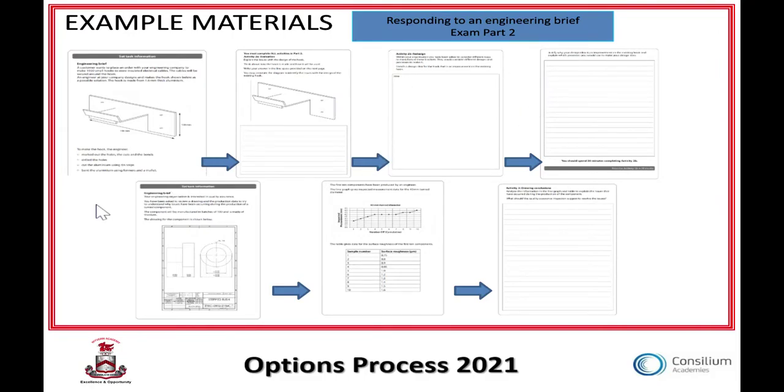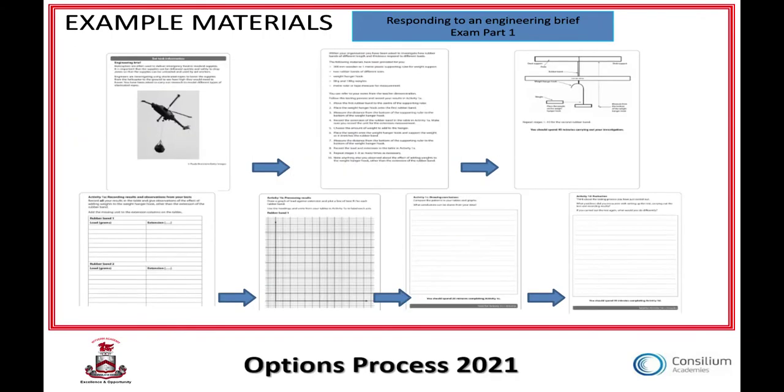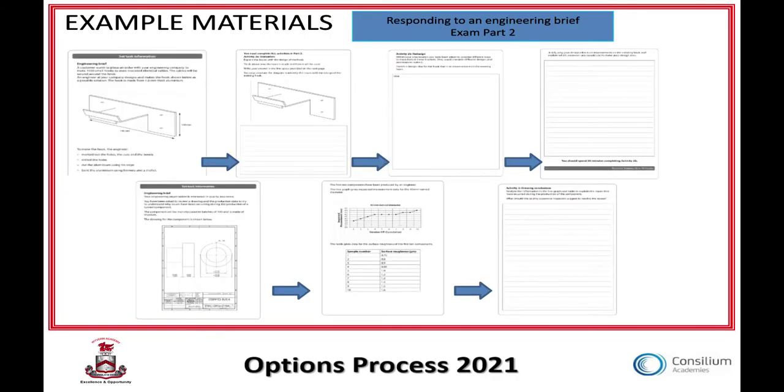Moving further on, pupils are required to be able to read a general arrangement drawing and find out information from this in order to populate another data table here and then draw conclusions from that as well. So that's the exam in two parts. So we've got part A and part B.